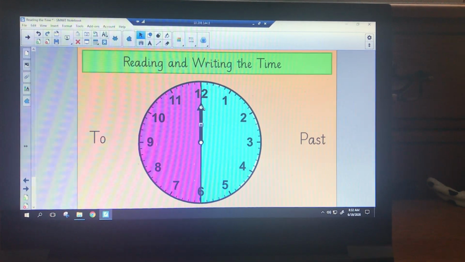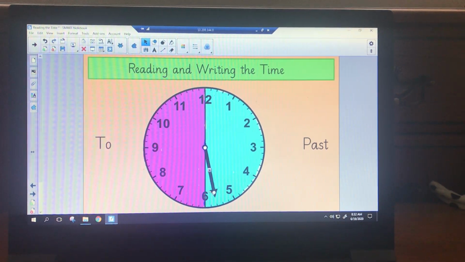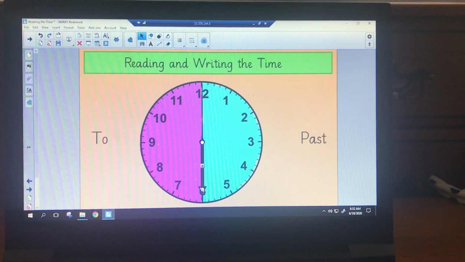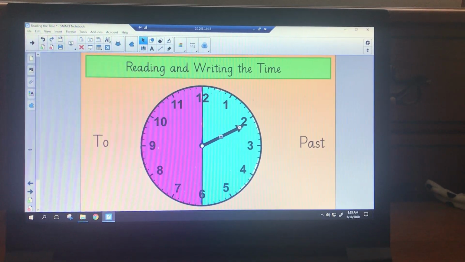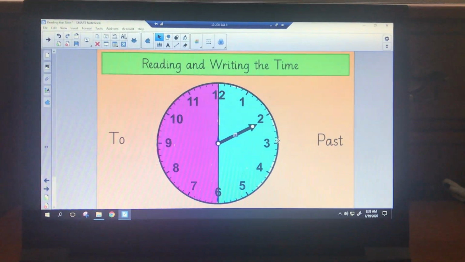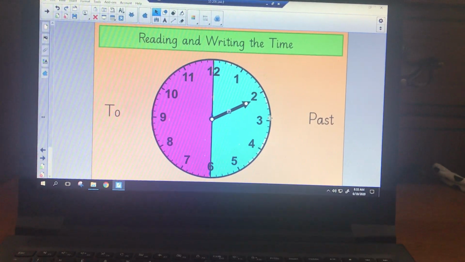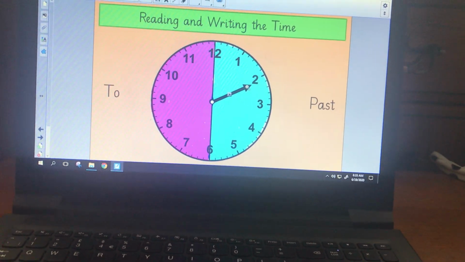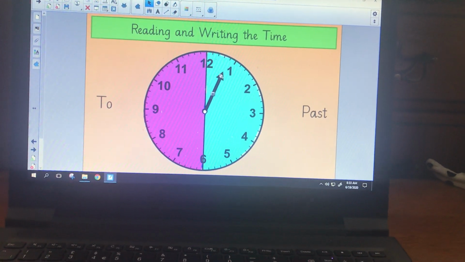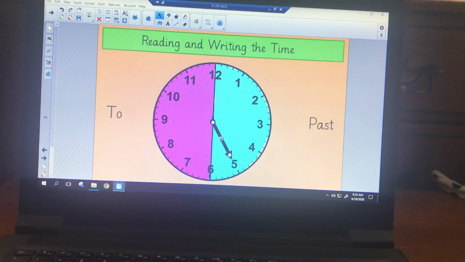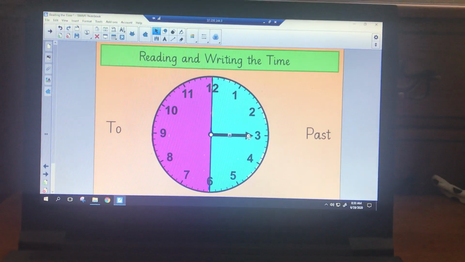If I move the minute hand around this half of the clock, round to the 6, where it's half past, if the minute hand is pointing to any of this side of the clock face, we would always say that it is showing minutes past the hour. Okay, that's the first important thing to remember. If the long hand, the minute hand, is in the right hand half of the clock face, or the blue half currently, then we always say minutes past the hour.